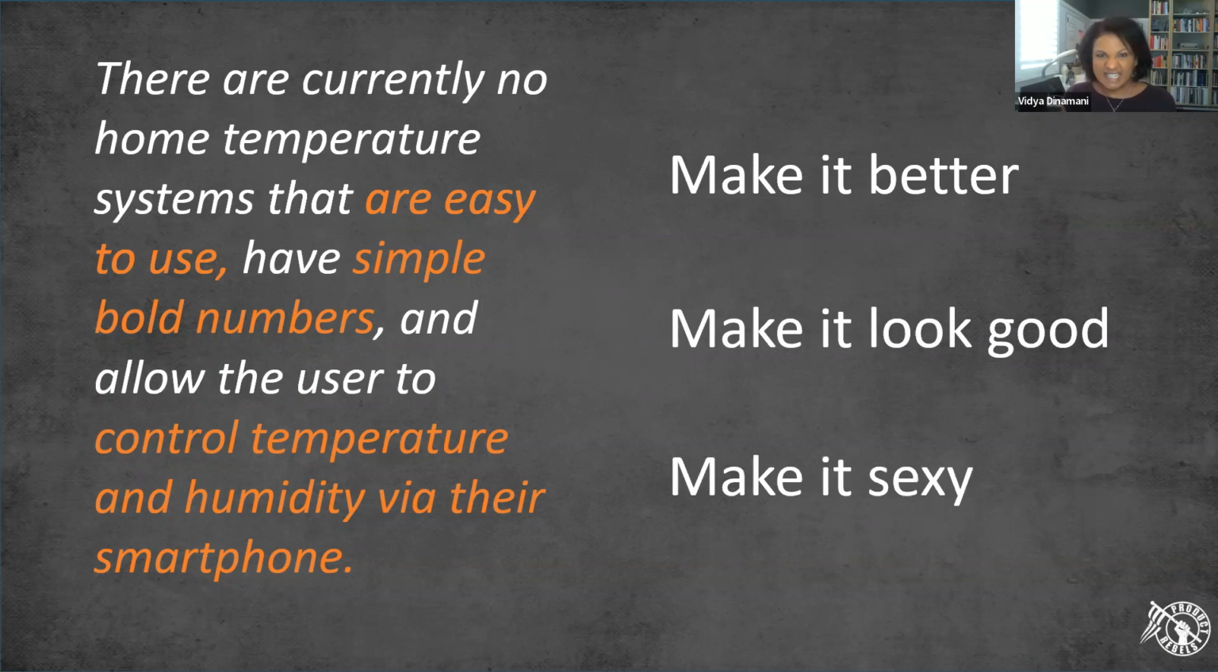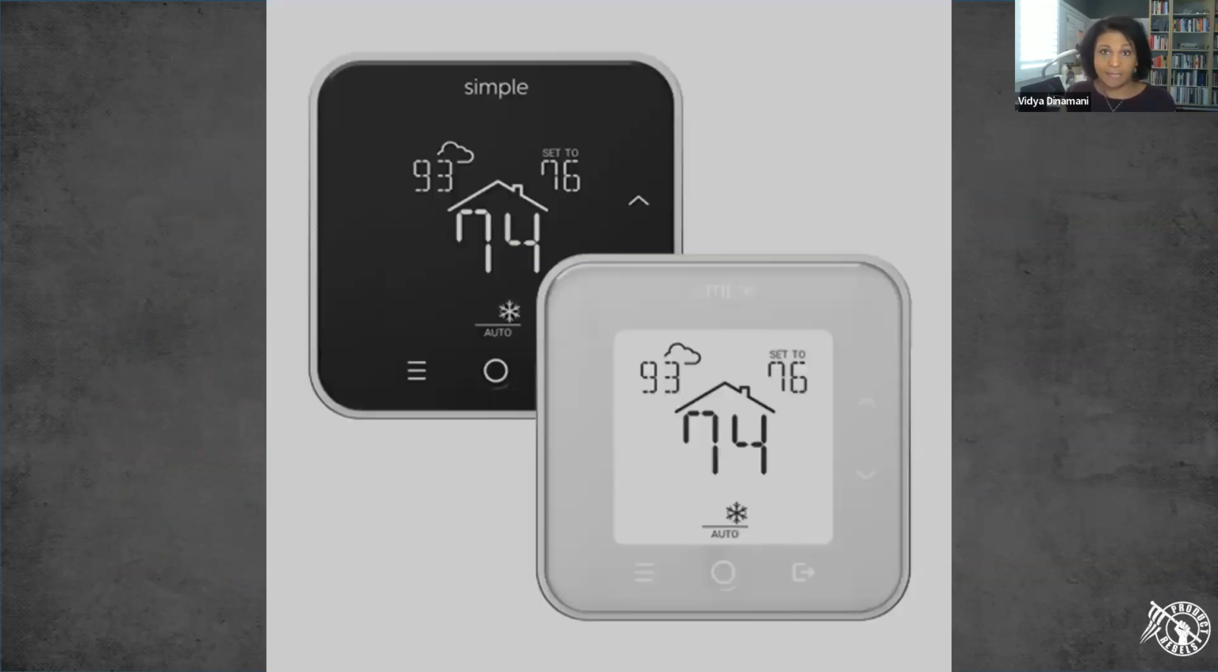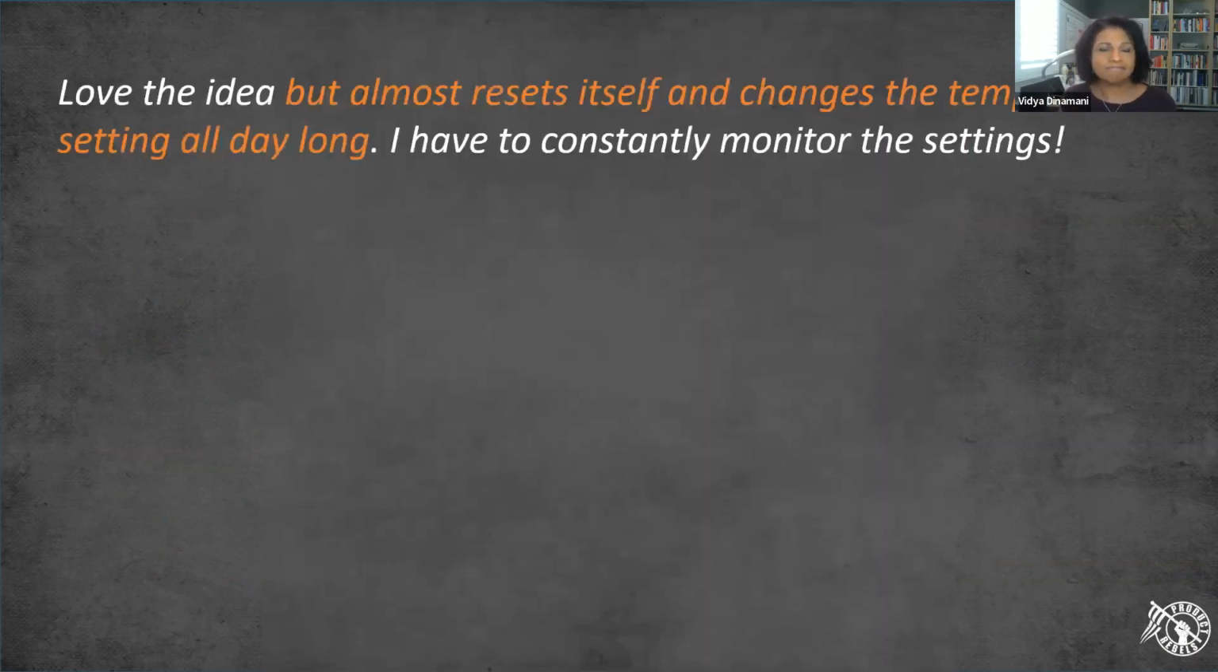Now, what we just did is we talked about feature, feature, feature. Here's what we're going to build. Not once do we really talk about problems. And unfortunately, a company, not Ecobee, did that. They built this. This is actually a product that you can buy. You can see it looks elegant. It's got simple, bold numbers. It's IoT enabled. But you know what? Here are the reviews that the customers gave. These are not the testimonials you want.